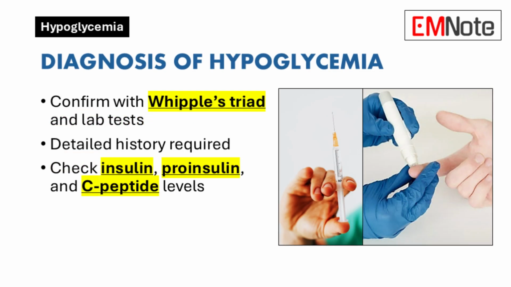Diagnosis of hypoglycemia. Whipple's triad is a clinical indicator of hypoglycemia, and laboratory evaluation should confirm low serum glucose. A detailed history is essential and should include medication history, alcohol or drug use, history of diabetes, and timing of the hypoglycemic episode. Other laboratory tests include insulin, proinsulin, and C-peptide levels to determine if exogenous insulin was administered.